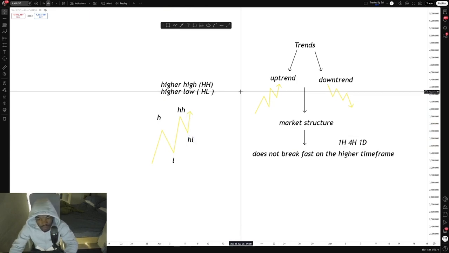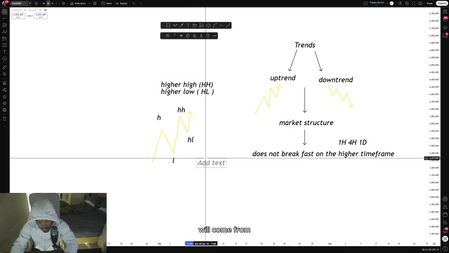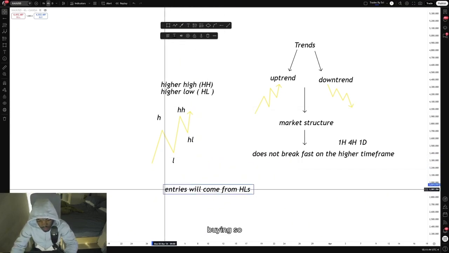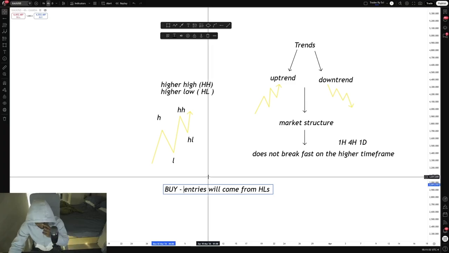This is very important because your entries will come from HLs when you're buying. So let's just go ahead and change this. So buying. Let's just type buy trades.